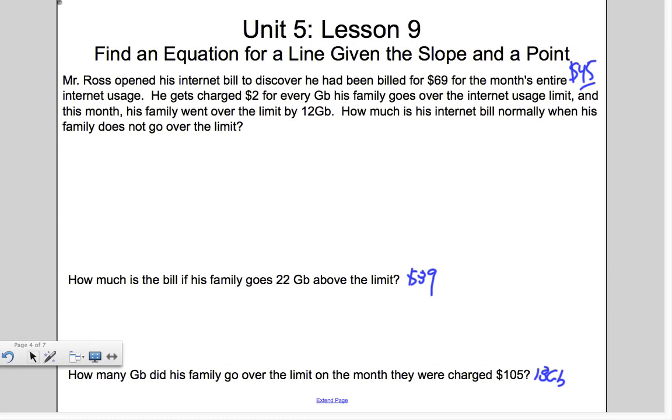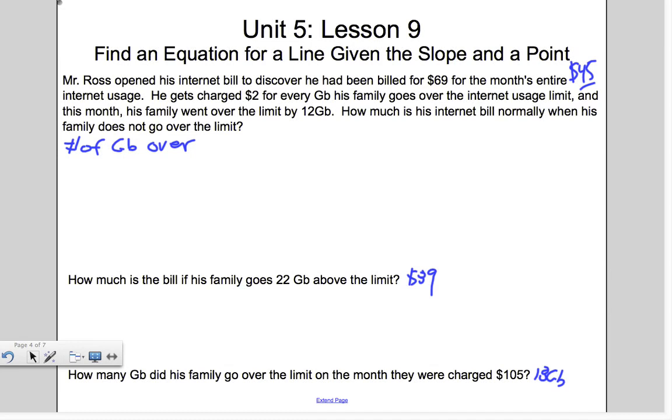So what are our two variables? The number of gigabytes they go over and the total cost. The number of gigabytes over is the independent variable, and the dependent variable is the total cost of the bill. So let's give the number of gigabytes over a variable.